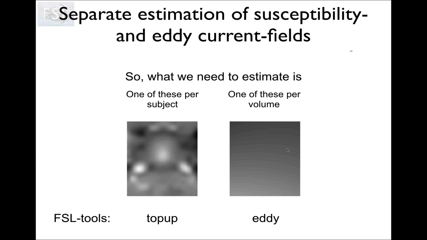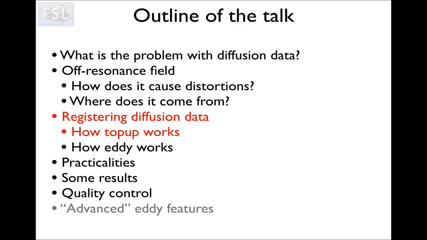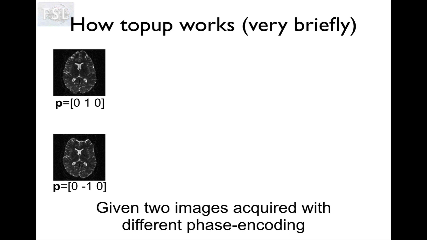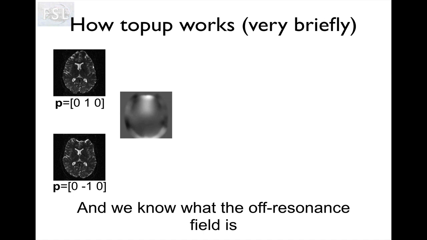What we're going to do in this episode is look at the tools that we have in FSL for estimating those two fields. Well, there's more than two for the eddy current, but in principle those two. So first of all, how topup works, very briefly. Assume that we have two images acquired with different phase encoding. For this argument, assume that we know what the off-resonance field is. And in addition, we obviously know how the images were acquired. This one was acquired with positive phase encode blips in the y direction, and this one with negative phase encode blips in the y direction.